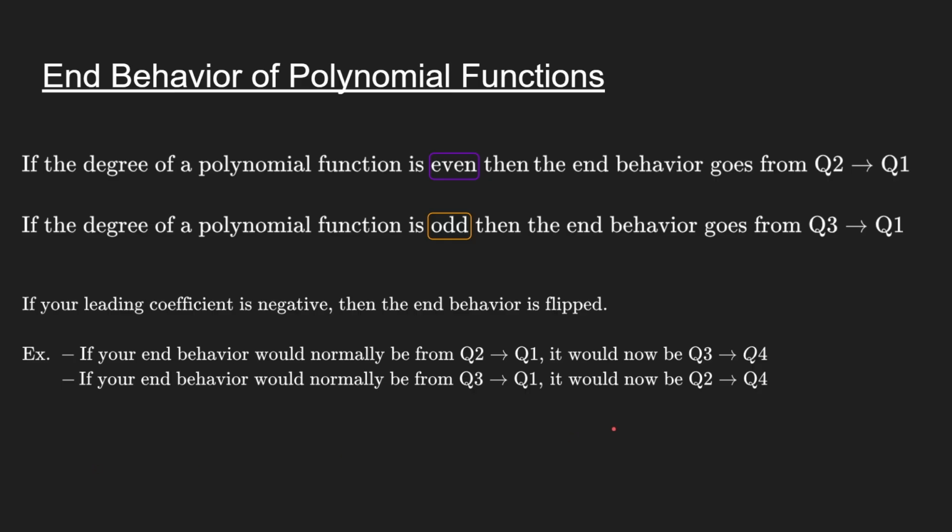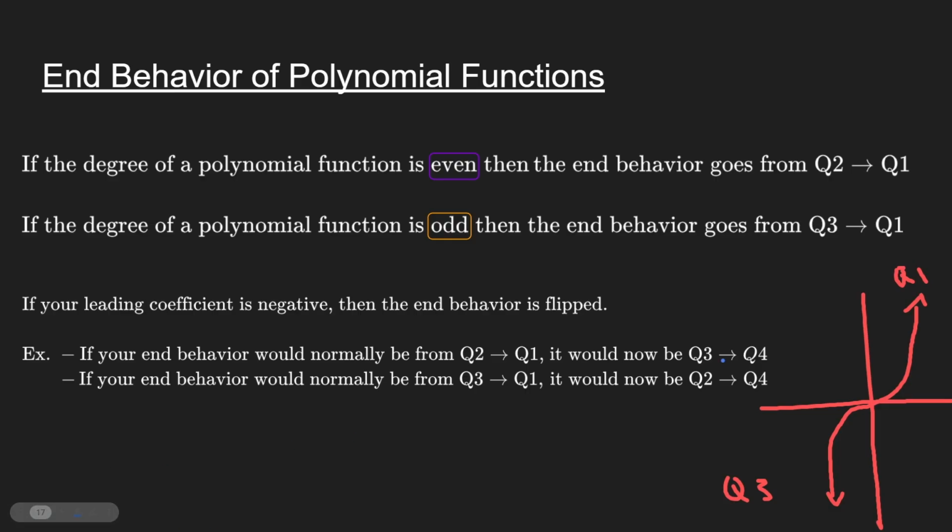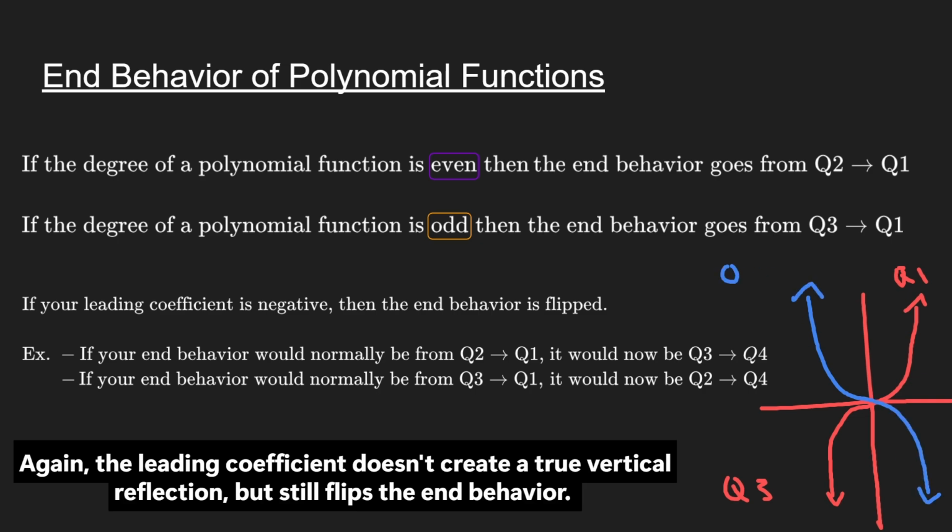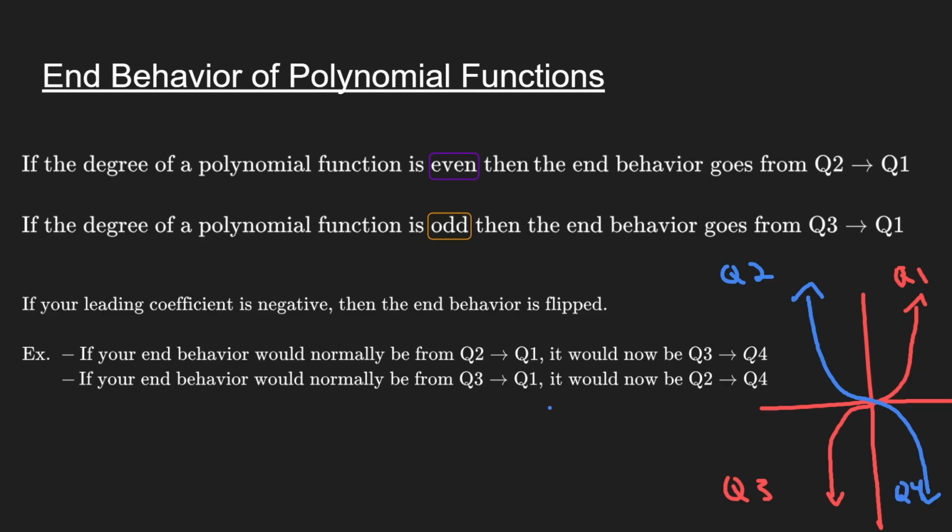So what this would look like is, again, if we're given the Cartesian plane, and let's say we're given this function, notice how it extends from quadrant 3 to quadrant 1. If this function had a negative leading coefficient, then we would be given something like this. And it would now extend from quadrant 2 to quadrant 4. There we go. So that is basically end behavior of polynomial functions explained.